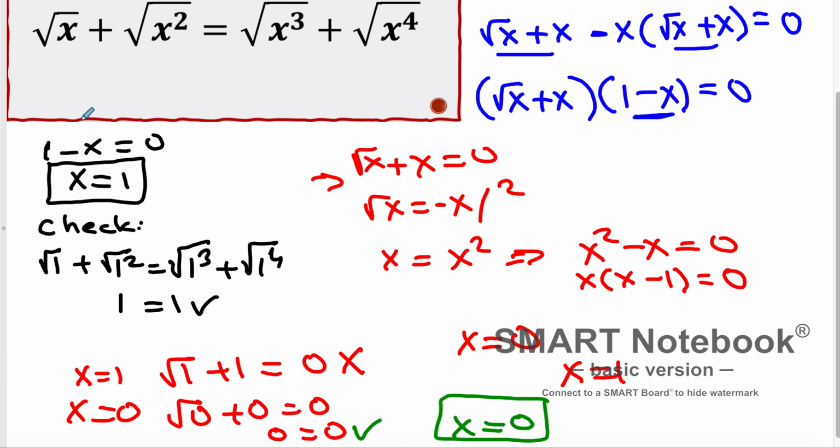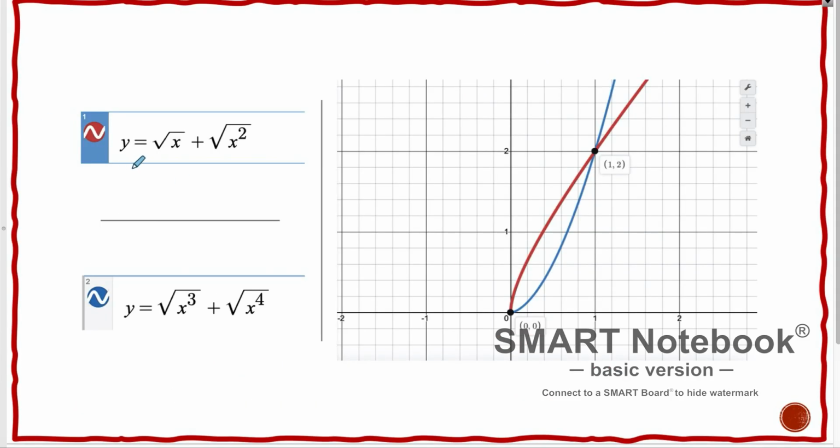And if we want to see graphically how it looks, we can go to Desmos or a graphing calculator. For example, y is equal to square root of x plus square root of x squared, and y is equal to square root of x cubed plus square root of x to the fourth. If we graph them, we see x is equal to 1 here and x is equal to 0 here. So those two solutions satisfy this equation.